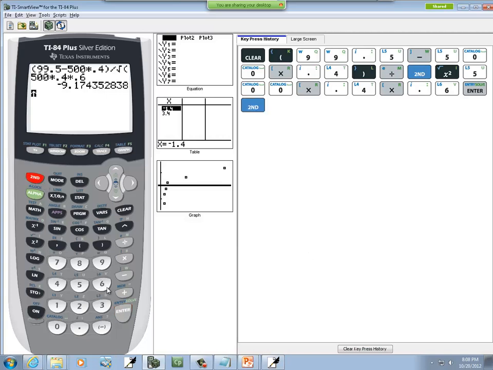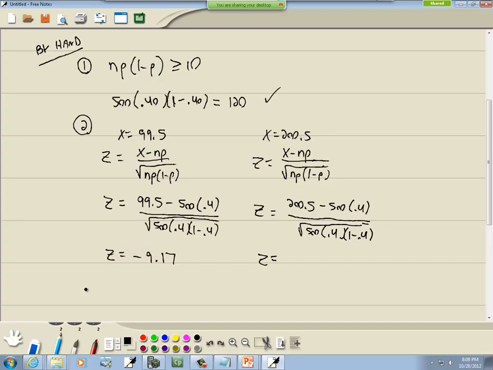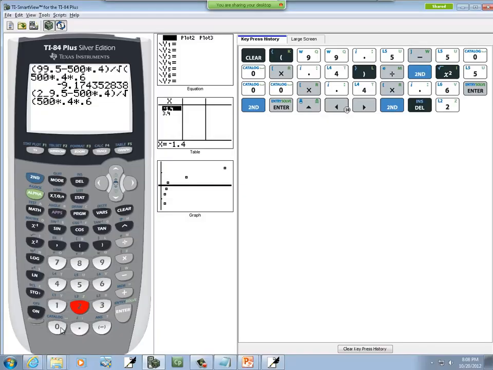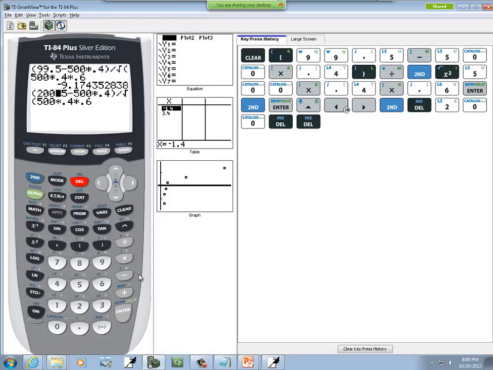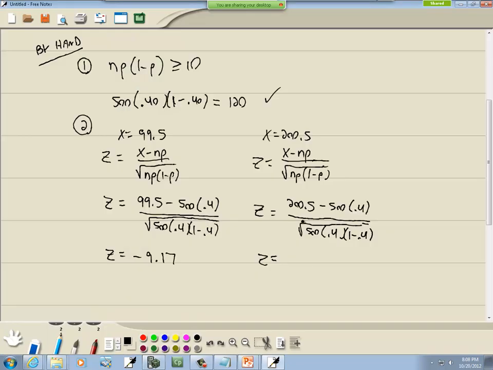And so I'll do second enter, bring up previous entry. And I'm just going to up arrow and left arrow over to change that. Now, if you need more digits there, you can do a second delete to throw it into insert mode. And then it's 200. 200.5 minus 500 times 0.4, enter. That looks much better there.